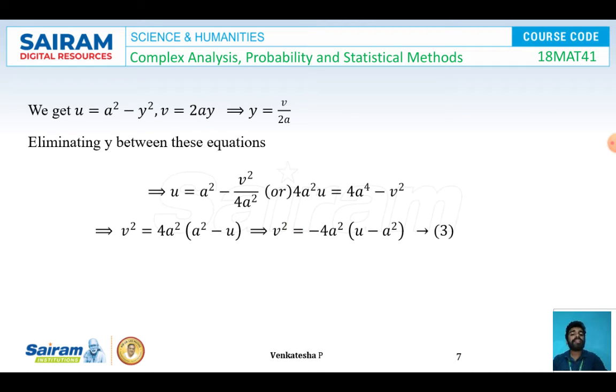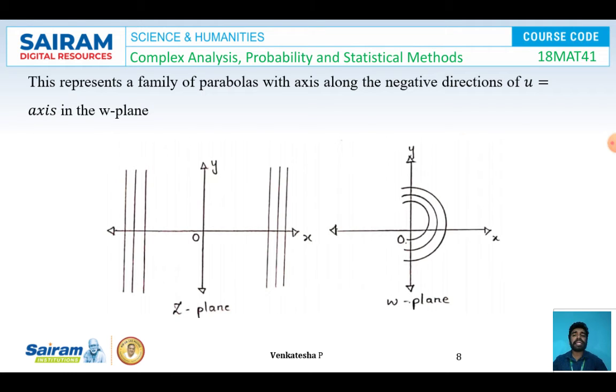So I'll be calling this equation number 3, and this equation 3 is called a parabola in the negative u direction in the w plane. Hence we can say that in case 1, the family of straight lines in the z plane has been transformed into a family of parabolas in the negative u direction.